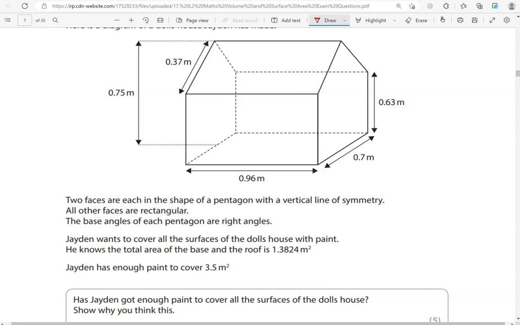Okay, so we're given the area for the base and the roof, which is 1.3824 square meters. So we don't need to work those out. What we need to work out is the area of these two rectangles here at the front and at the back. They're identical, so we can work out one and then multiply it by 2. And we've got the two pentagons, so work out one and then multiply the area by 2, and then add the total. So let's start with the front here.